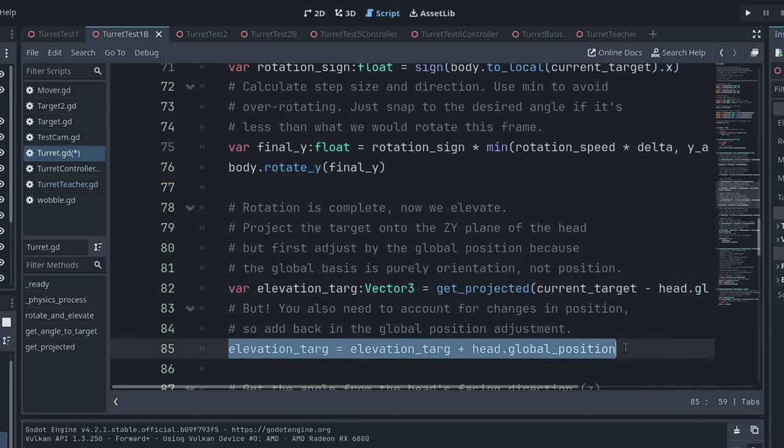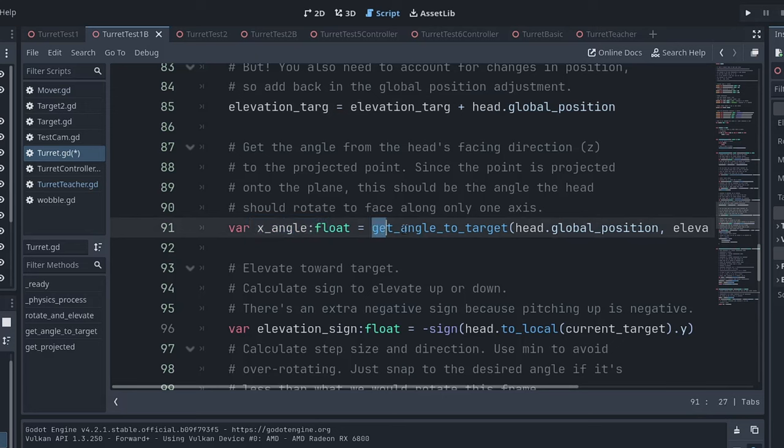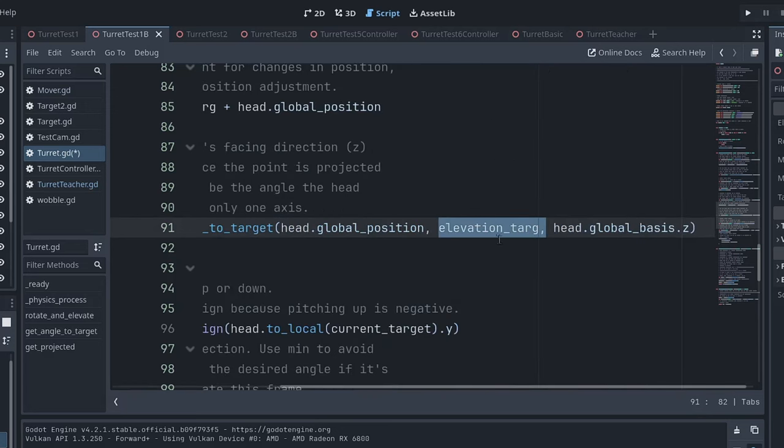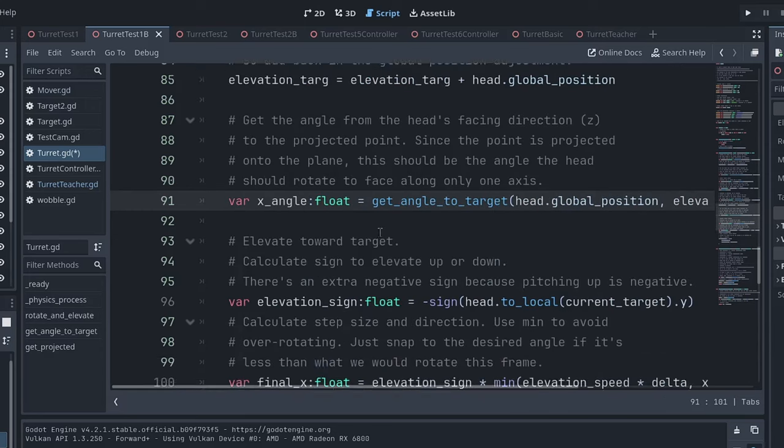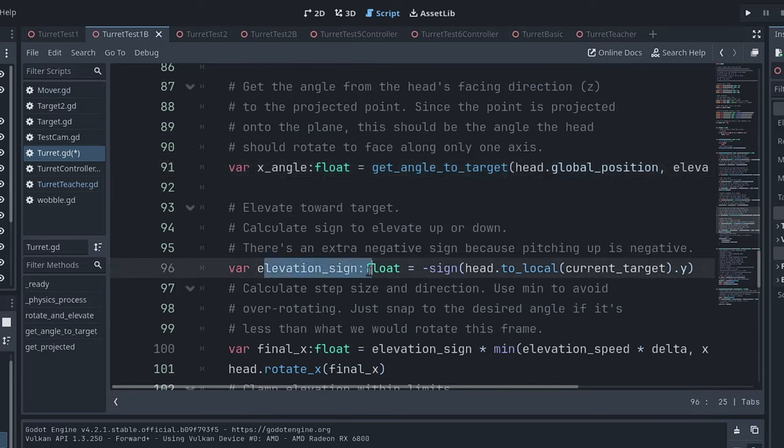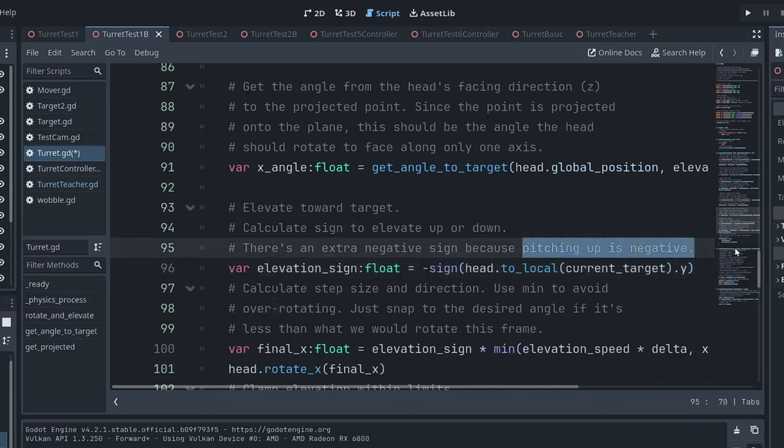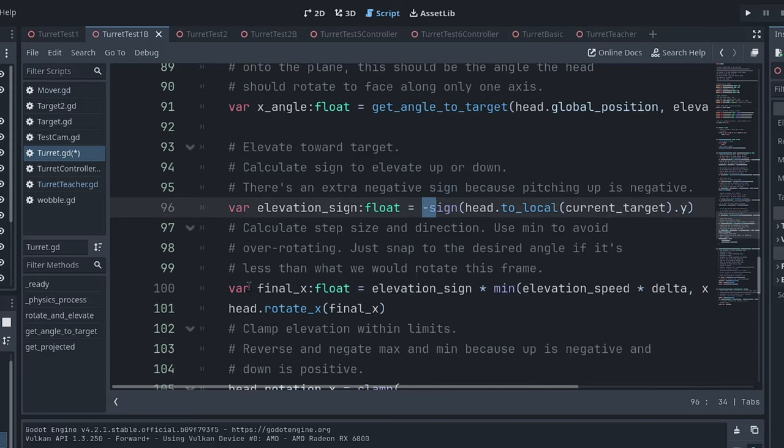Then we're going to add back in the global position because we are relative to the head itself, the head of the turret. We're going to get the angle to the target from the head's global position to that projected point using the direction the head is facing, head.global_basis.z. From there, we're going to get the elevation sign, whether we need to pitch up or pitch down, similar to before where we were rotating left or right. Now, there is an extra negative sign in front of this because pitching up is negative, which is not necessarily what you'd expect. So don't forget that negative sign there. That is a slight difference to the previous calculation.